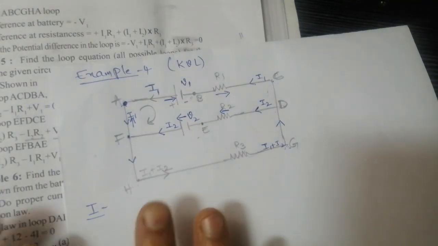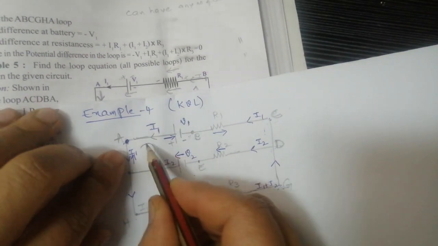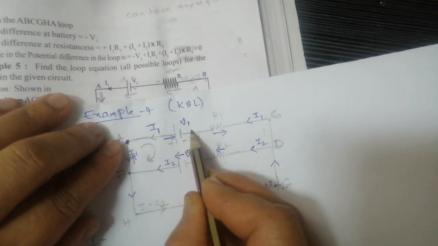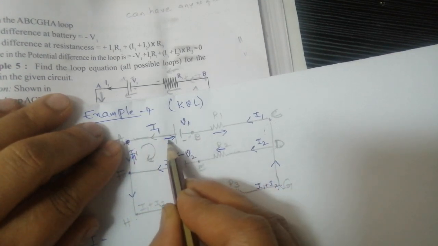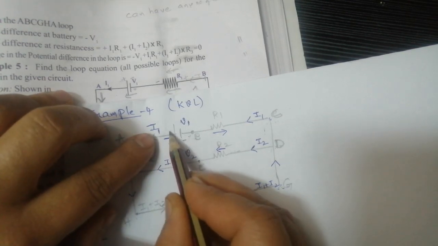Now we'll draw the current path. Okay, current path. Now see here, A to B. A to B we are considering clockwise direction. Here clockwise direction we are considering. Don't consider this one. You consider the current path direction.